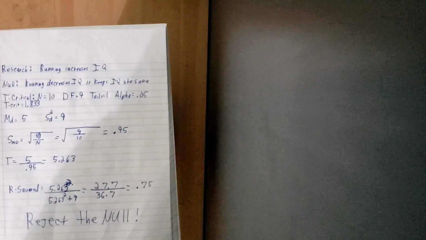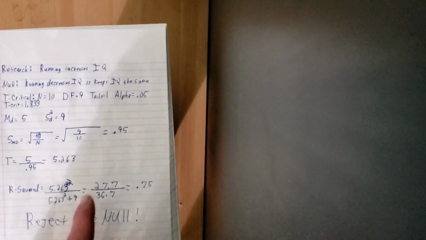After that, we just simply take the mean difference score, which is 5, divided by the standard error, which is 0.95, to get a T obtained of 5.263. R squared, we use R squared on a repeated measures t-test. So we take the T obtained and square it over the squared T obtained plus the degrees of freedom. You will get these two values, 27.7 over 36.7 equals 0.75.